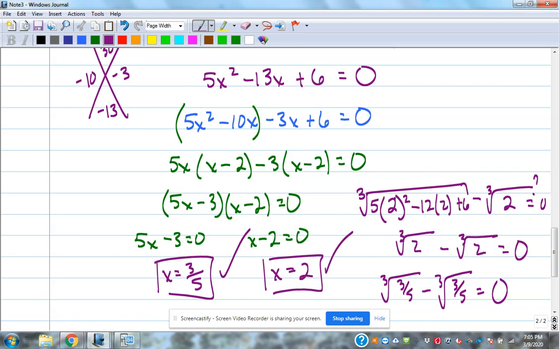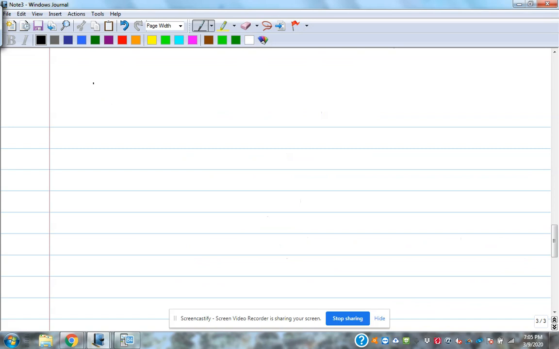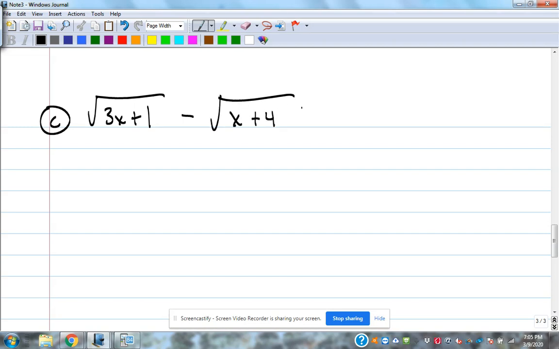Let's do a tough one. Not a hard one yet. Let's do a hard one. Square root of 3x plus 1. So square root's not too bad. But let's put 2 of them in there. And then instead of having it equal to 0, I'm going to have it equal to 1. This is what makes this hard.